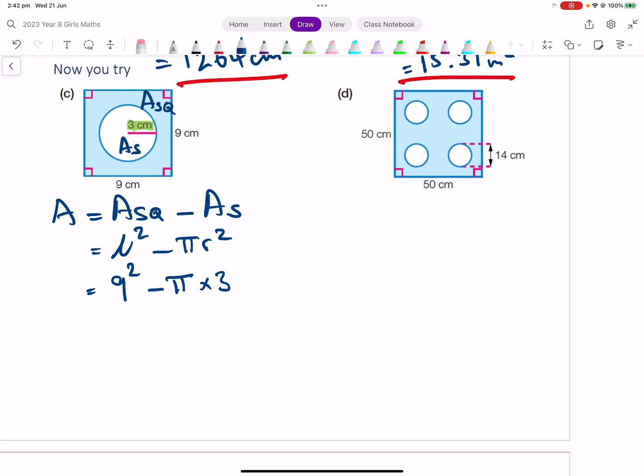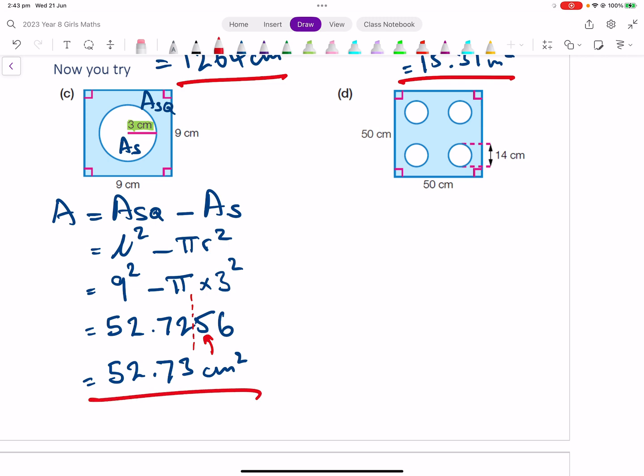Pi times 3 squared equals, hey Siri, what's 9 squared minus pi times 9? 9 squared minus 3.1415 times 9 is approximately 52.7256. All right, I want to do 2 decimal places. So I'm going to just check out my critical digit here, and it's 5 or more, so I'm going to have to round up. Equals 52.73. What are our units? Centimeters squared. How did you go? Hopefully you went well.